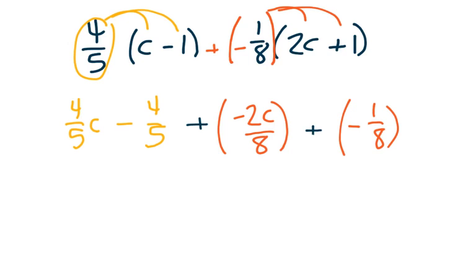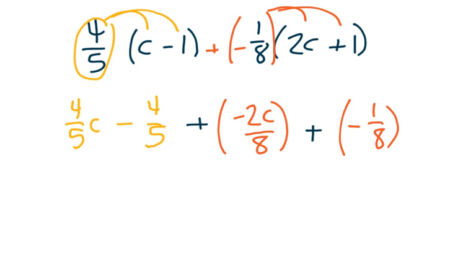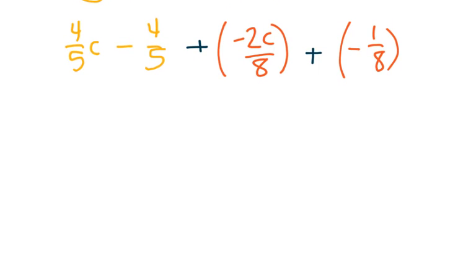I have two terms now that have c's, this one and this one. I'd like to combine them. And then I have two constant terms, this one and this one, and I'd also like to combine those. So 4/5 c and negative 2/8 c. So one thing I can do here is simplify. So negative 2/8 can be simplified to negative 1/4. That might help me think.